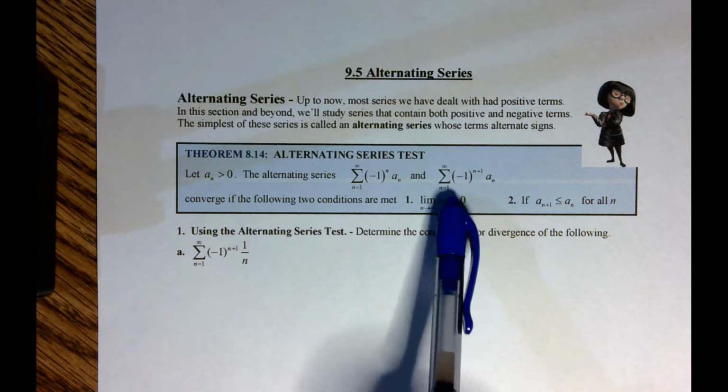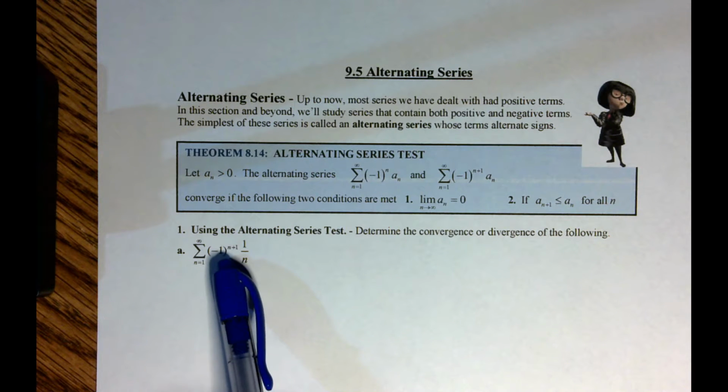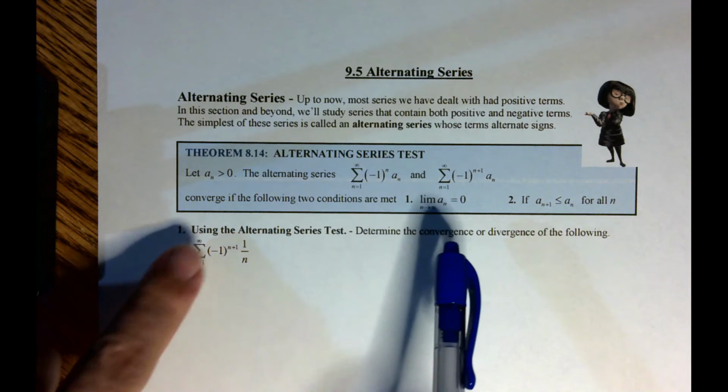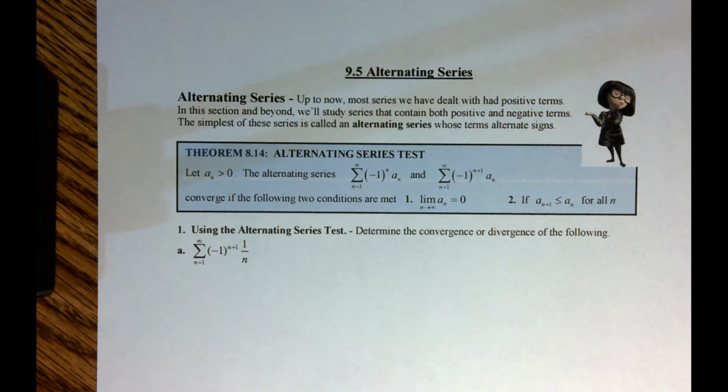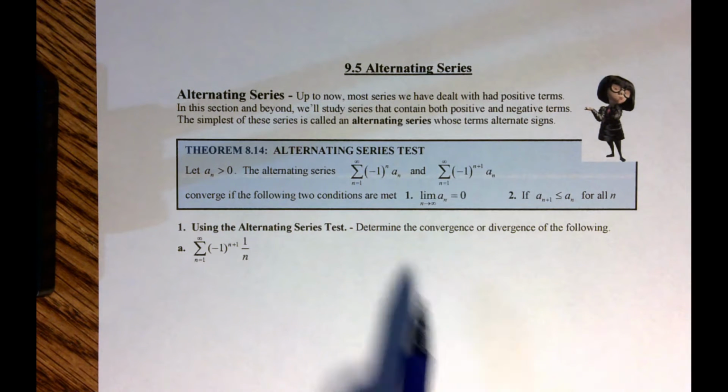Okay. So here's an example of an alternating series: -1 to the n plus 1 over n. So you know that 1 over n diverges, but what about the -1 to the n plus 1 times 1 over n? Does this converge or not? So let's talk about this. What does the test say?